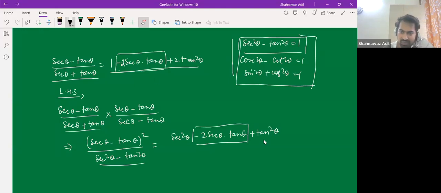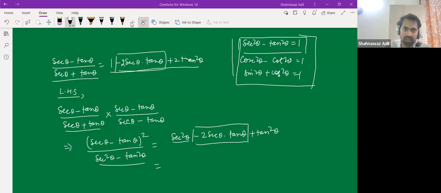In here we have tan square theta, and in here we have tan square theta. In here we don't have sec square theta. So what can we do about this sec square theta? We'll have to write it in terms of tan square theta.